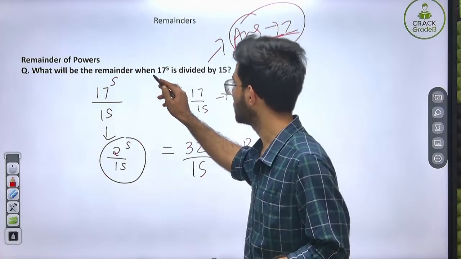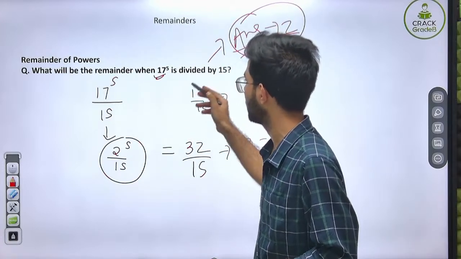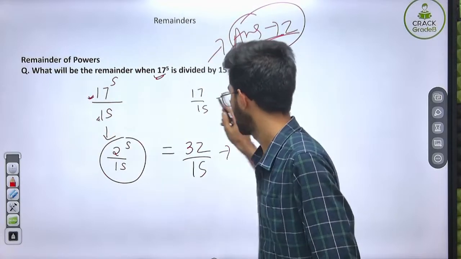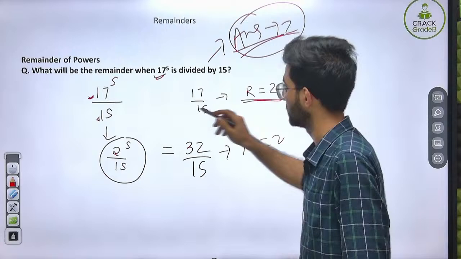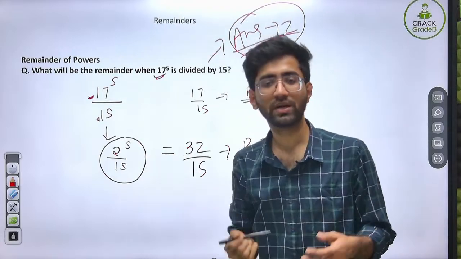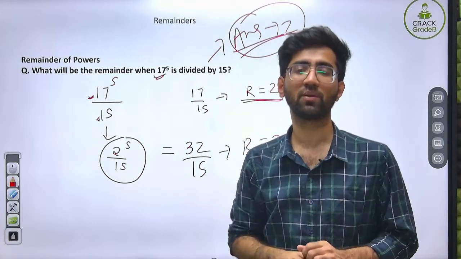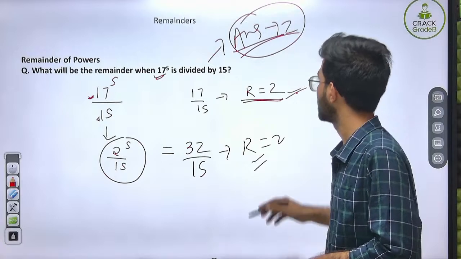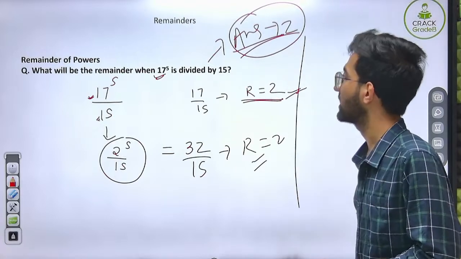See, you have to answer that when 17 to the power 5 is divided by 15, we can divide 17 by 15 and we can see that the remainder is 2. So basically this question is 2 to the power 5 by 15. So what is 2 to the power 5? 2 to the power 5 is 32. And if you divide 32 by 15, you will get remainder that is equal to 2. So the correct answer is 2.